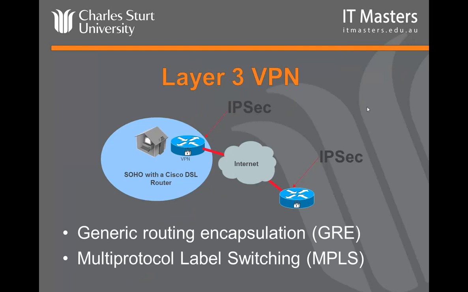So layer 3 VPNs, multiple types, and we're not going to go into too much detail on the first two, but certainly the third one we're going to look at in a bit of detail. So we can use generic routing encapsulation, MPLS, or IPSec. That's all I really want to say on that at the moment, just to show you that there's three different versions. You won't be tested in the CCNA security exam on GRE or MPLS, but there are components of IPSec in there.